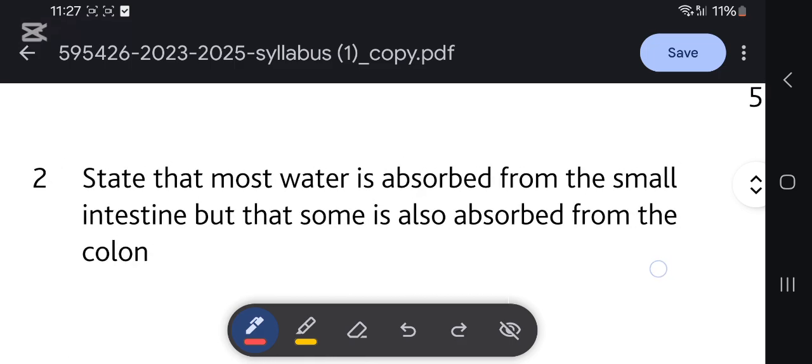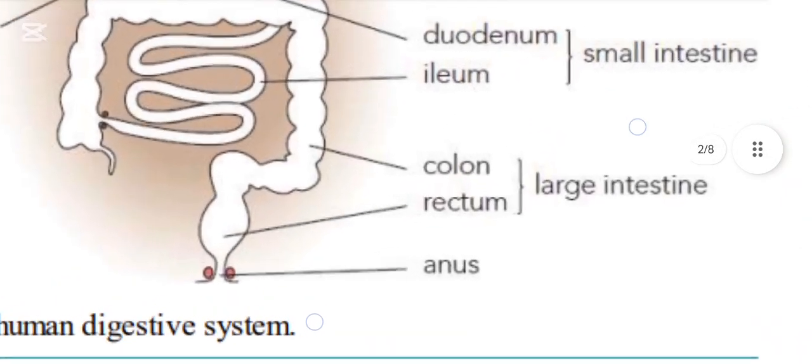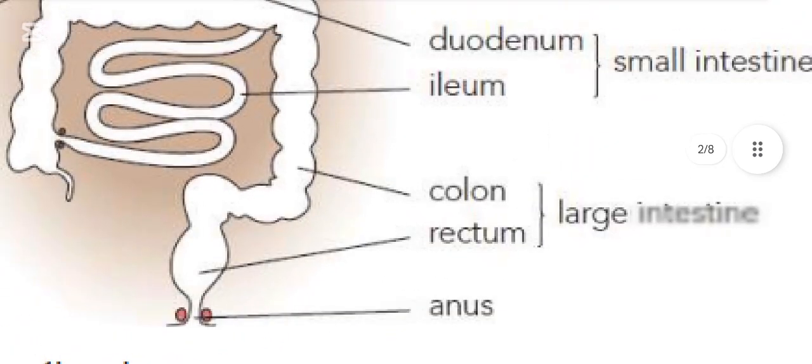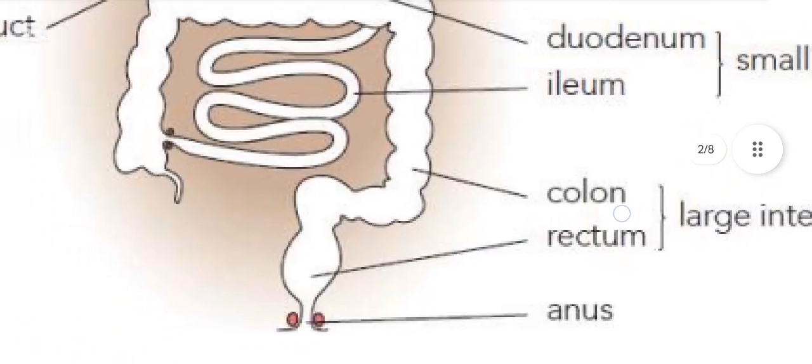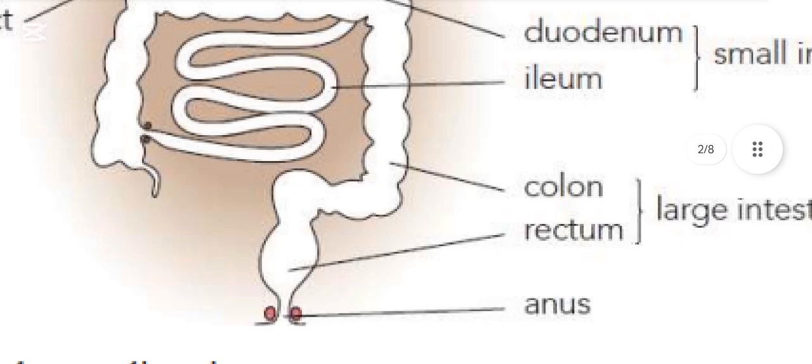Basically, okay, I'll take you guys back to the diagram. It's pretty straightforward. The colon and rectum make the large intestine, and just remember, colon is before rectum, and then there's the anus through which the feces are excreted out of the body. But what I want you all to remember is that most of the water is absorbed in the small intestine. Many people say colon, which is a mistake. Just say most of the water is absorbed in the small intestine, all right?